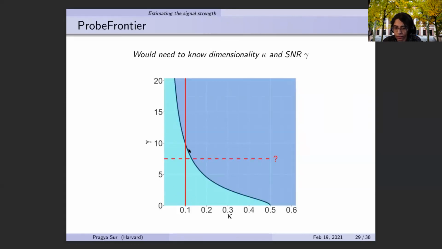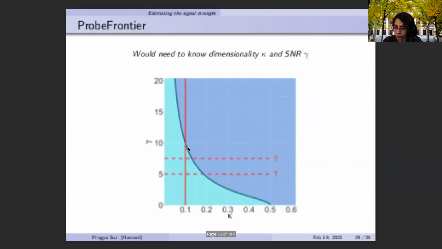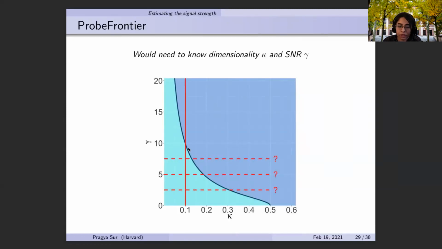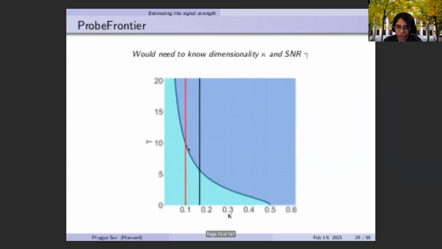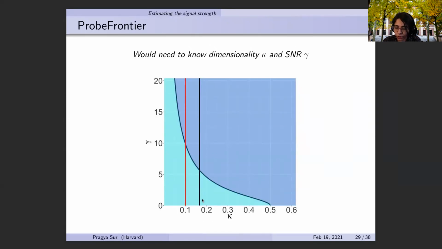Our question is, the signal strength is below this intersection point, but exactly where does it lie? So if we take this grid of values, suppose the next point on the grid is somewhere here. I mean, this is for illustration; you will actually take a very fine grid of values. But suppose the new point on the grid is here, let's call this kappa 1.